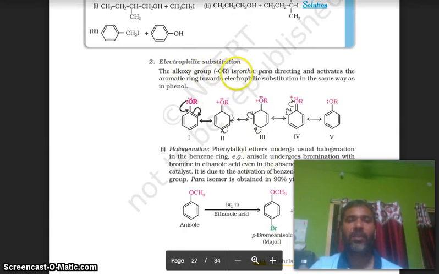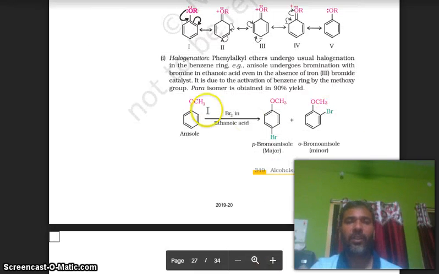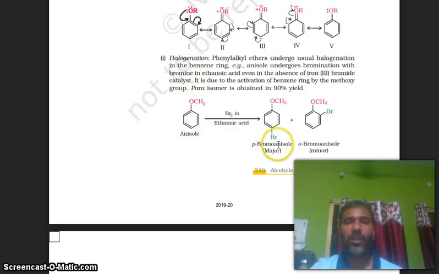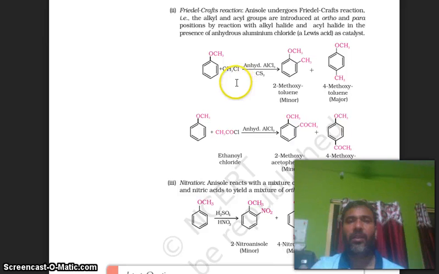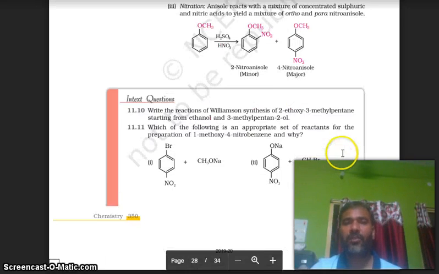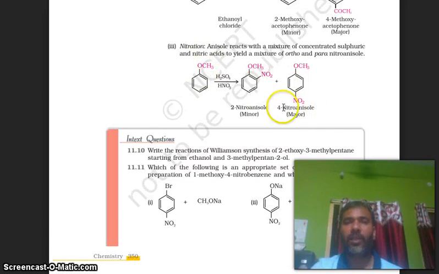Now electrophilic substitutions: this is the resonating structure of ether. You see halogenations at ortho and para positions. You see this is ether. Friedel-Crafts alkylations, here main product, major product, acylations. You see nitrations, ortho and para products.